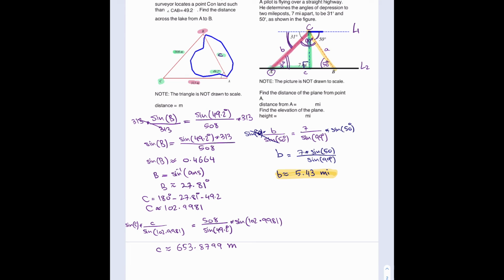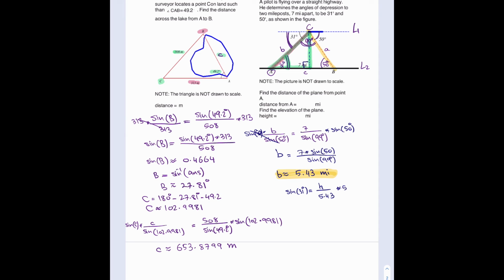So this right triangle. We found the hypotenuse, and we need to find the opposite, and we can use the angle 31 degrees. So in relation to the angle 31 degrees and the hypotenuse, the altitude is the opposite, so we're going to use sine 31. So sine 31 degrees is equal to the opposite, which is the altitude. I'm going to say this is the height, divided by the hypotenuse length, which is 5.43.